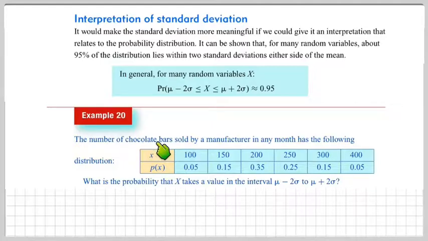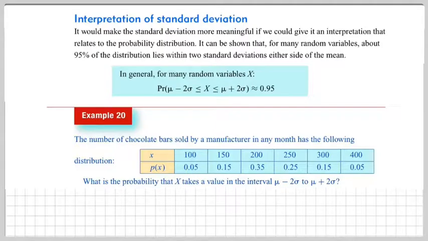The number of chocolate bars sold by a manufacturer in any month has the following distribution. Okay, this is a DRV, right? The number sold in a month: 100 has a probability of 0.05 and so on, right up to 400 having a probability of 0.05, and presumably that all adds up to 1. I certainly hope so, otherwise we're in a bit of trouble here.